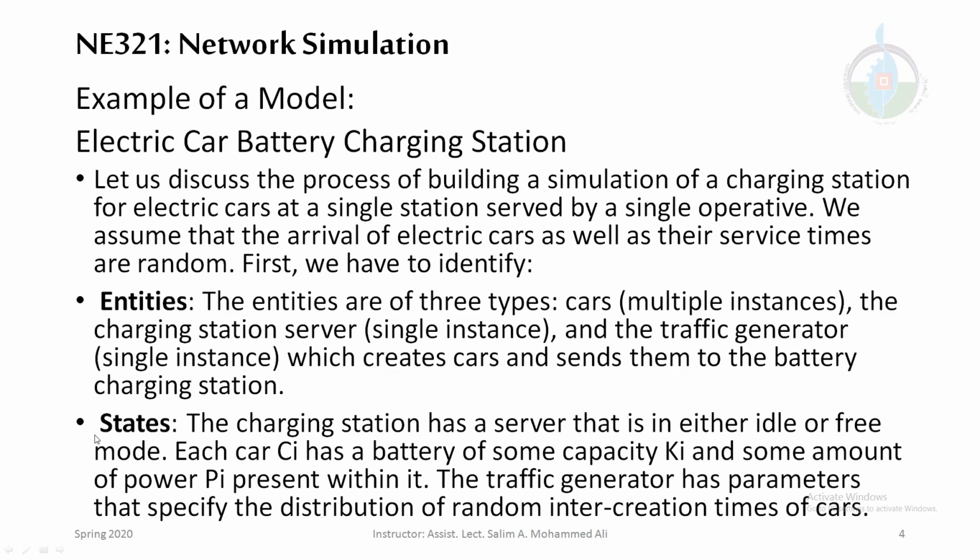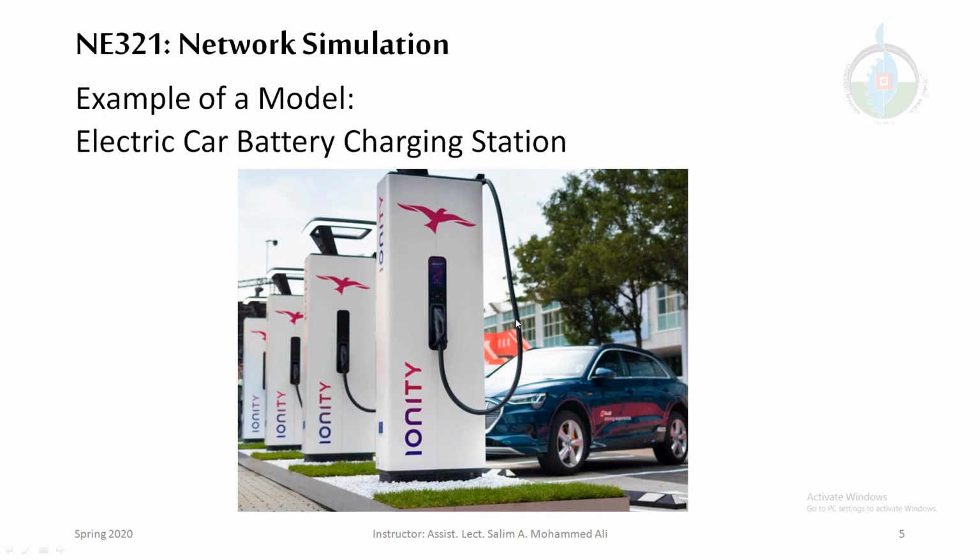Okay, we have now states, variable states. The charging station has a server that's in either idle or free mode. Each car, that's named, annotated by Ci, has a battery of some capacity Ki, the capacity of the car battery, and some amount of power Pi present within it. The traffic generator has parameters that specify the distribution of the random interarrival times of cars. This is the example of the battery charging station.